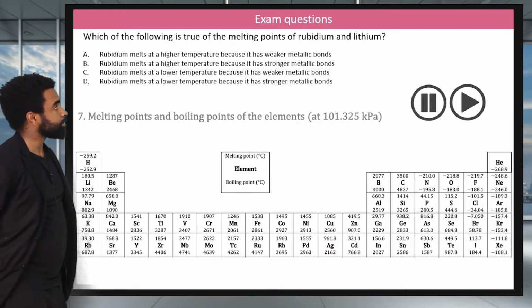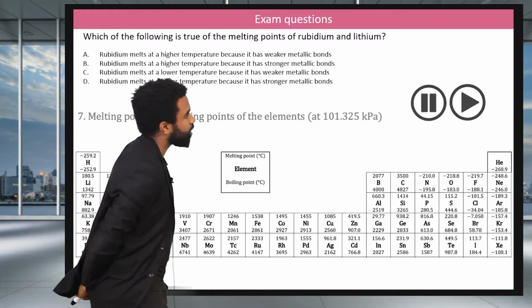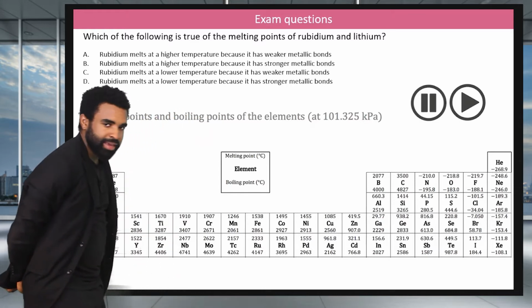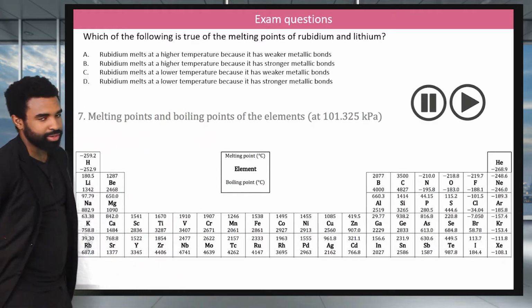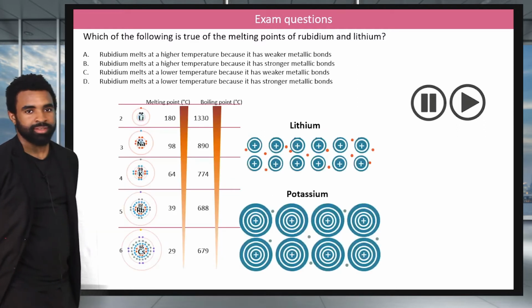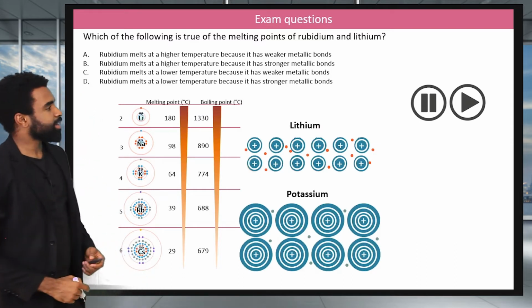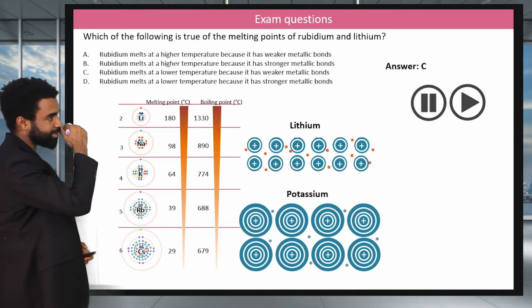Let's look at some questions. This one asks, which of the following is true of the melting points of rubidium and lithium? As always, pause the video and read through the options. In 2 seconds, I reveal a clue. If you need to pause again, pause again. In 2 seconds, I reveal the answer, and the answer is C.